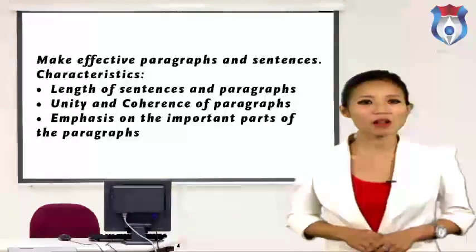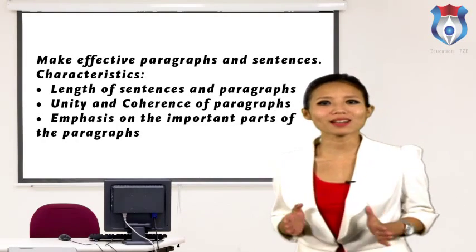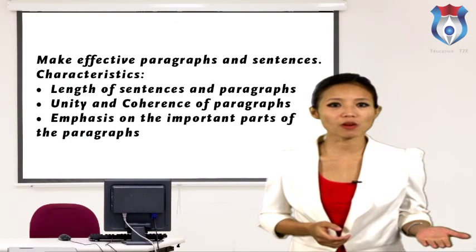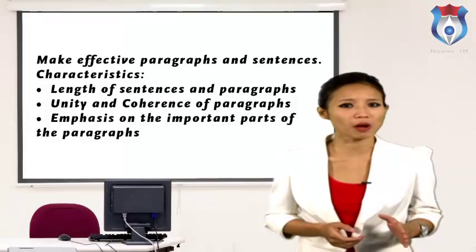Make effective paragraphs and sentences. Consider characteristics like length of sentences and paragraphs, unity and coherence of paragraphs, and emphasis on the important parts of the paragraphs.